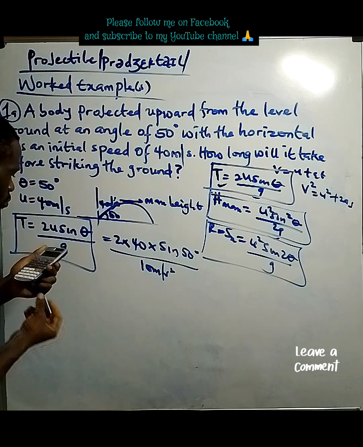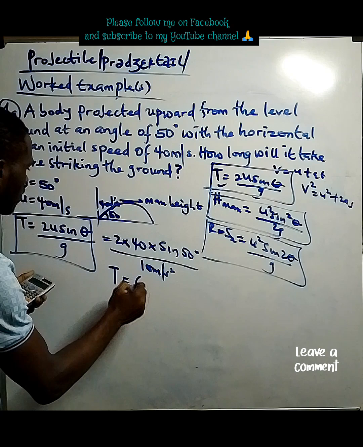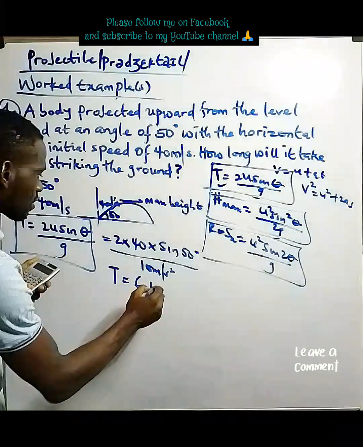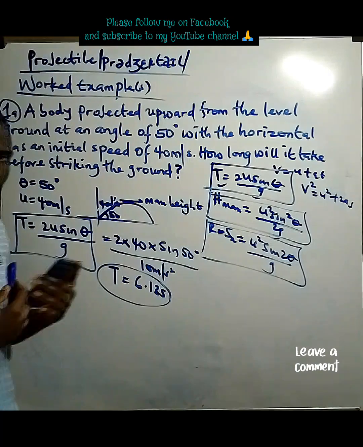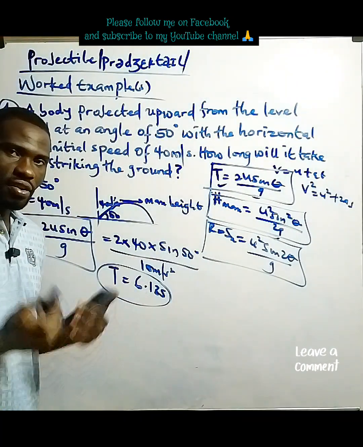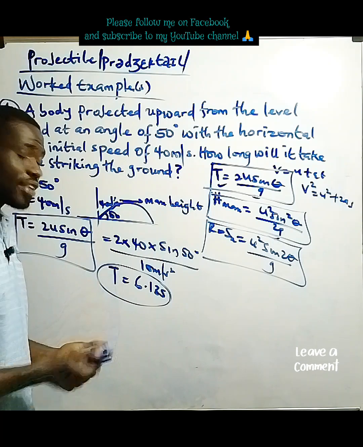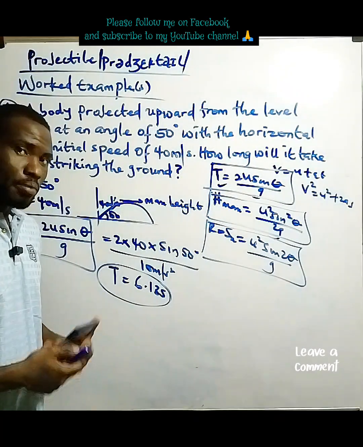We have 6.128, which gives us 6.13 seconds. So that's the total time of flight. The time to get to the max height is just that divided by 2, which is 3.06 seconds. So this is just the way to solve it. Expect more examples; my examples are on the way.